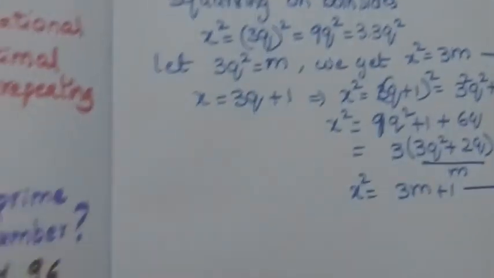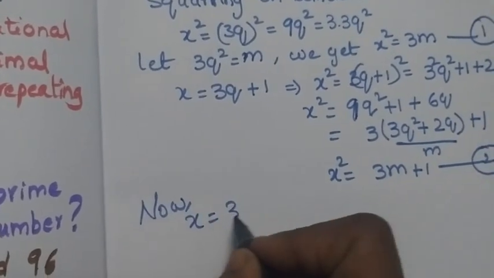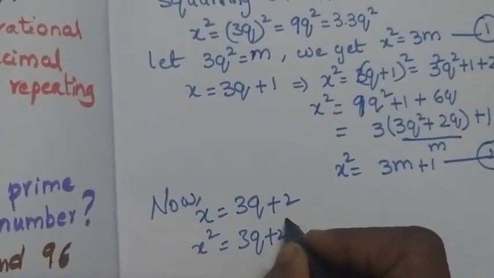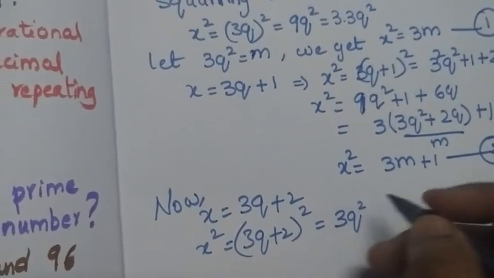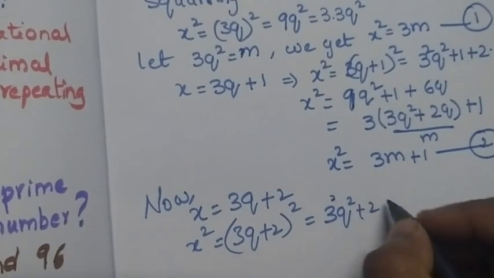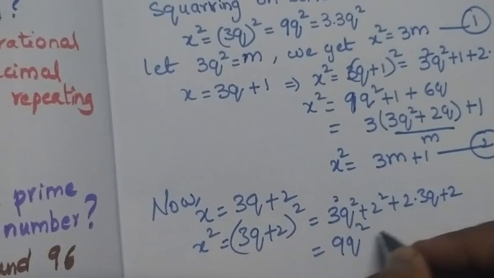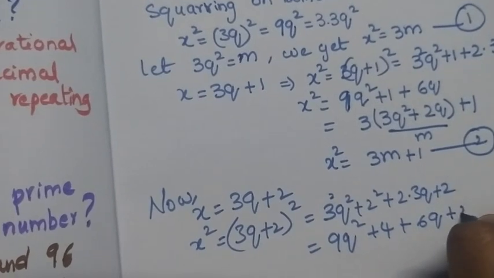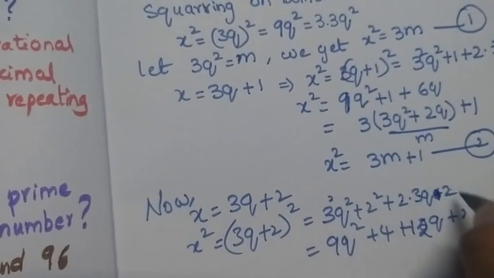Now let us take the third one, that is 3q plus 2. So x equal to 3q plus 2. Squaring on both sides, x square equal to (3q plus 2) whole square. Okay, what you will get: 3 square q square plus 2 square plus 2 into 3q into 2. This means 9q square plus 4 plus 12q. 3 2s are 6, 2 6s are 12.